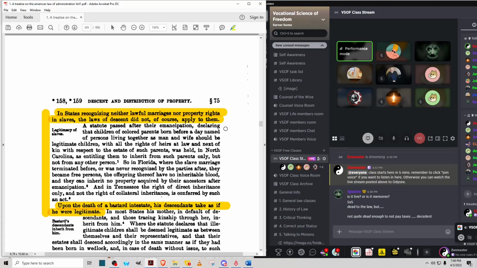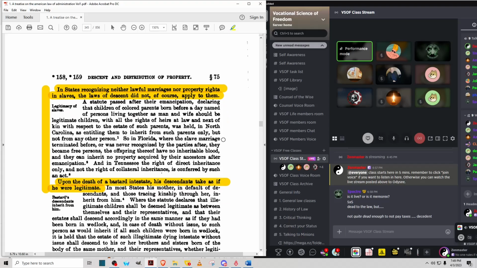A statute passed after their emancipation, meaning slaves' emancipation, declaring that children of colored parents born before a day named of persons living together as man and wife should be legitimate children, with all the rights of heirs at law and next of kin with respect to the estate of such parents, was held in North Carolina as entitling them to inherit from such parents only, but not from any other person.